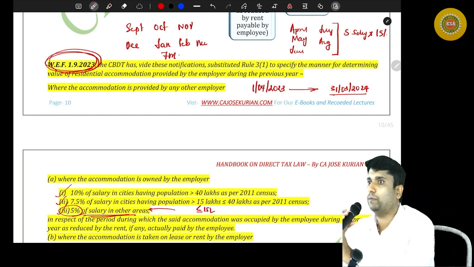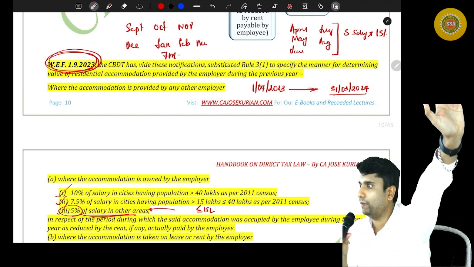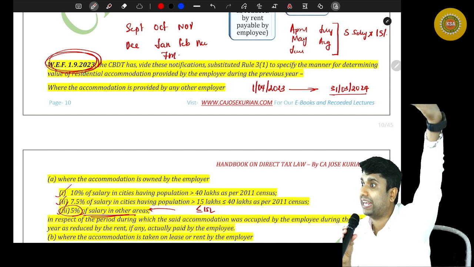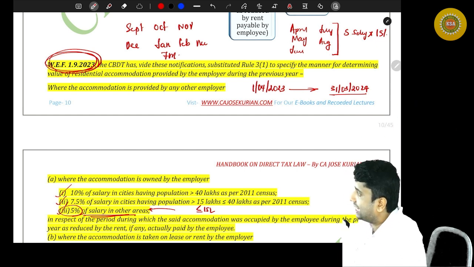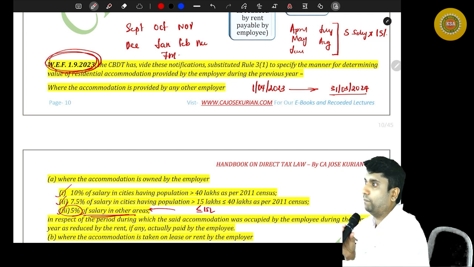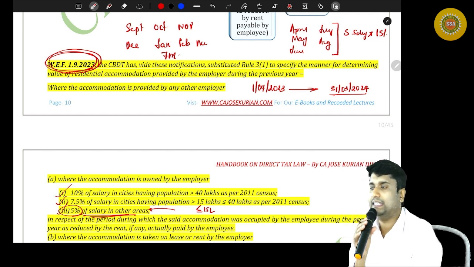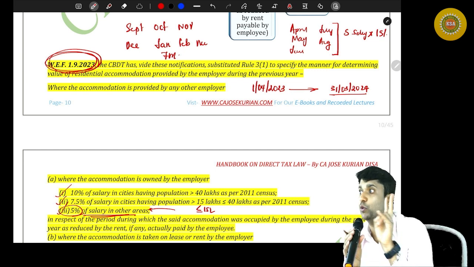Annual salary has to be split: for the first 5 months, apply 15, 10, 7.5. Then for the next 7 months, apply 10, 7.5, 5%. It depends upon the population. Is that clear? You have to do 2 calculations.